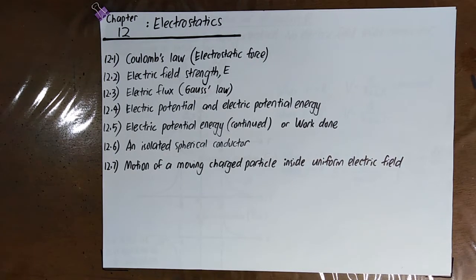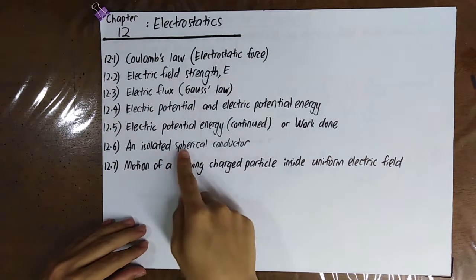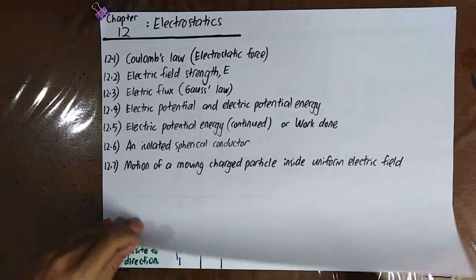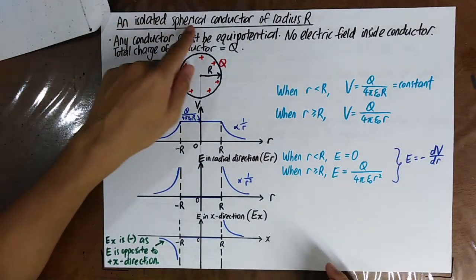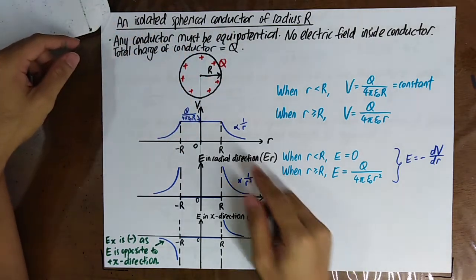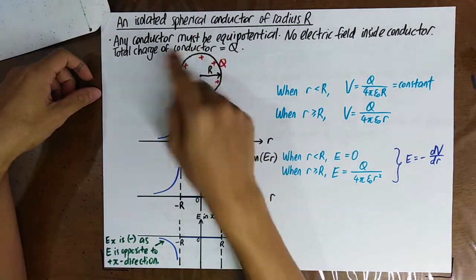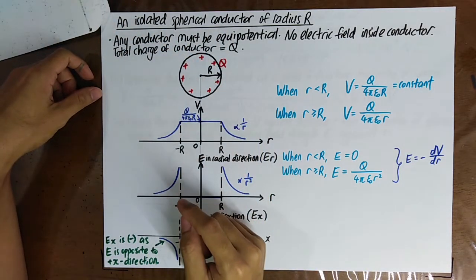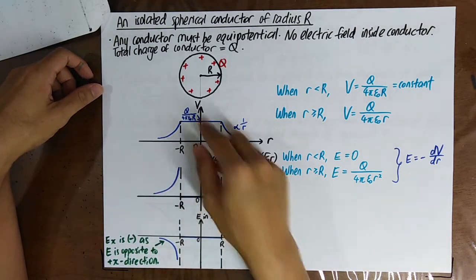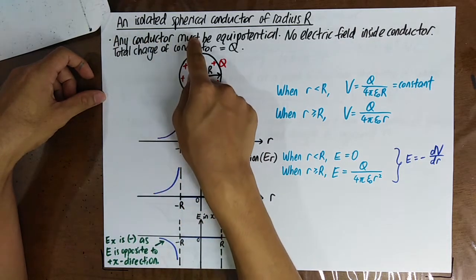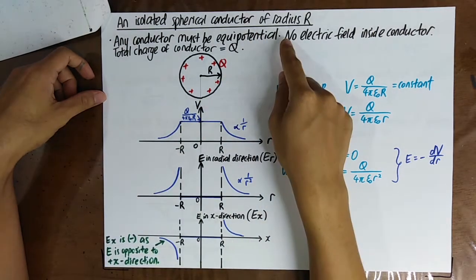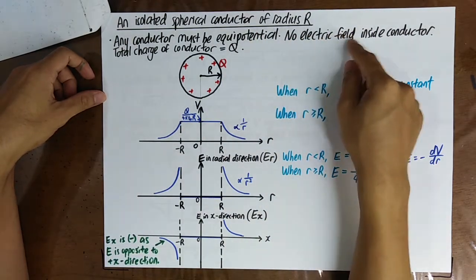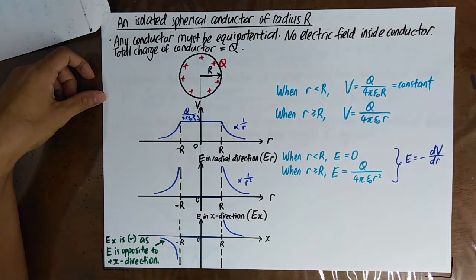Okay, so now we'll be talking about an isolated spherical conductor. An isolated spherical conductor of radius r is shown like this. Before this, I need to remind you that any conductor must be equipotential. That means that there is no electric field inside the conductor.